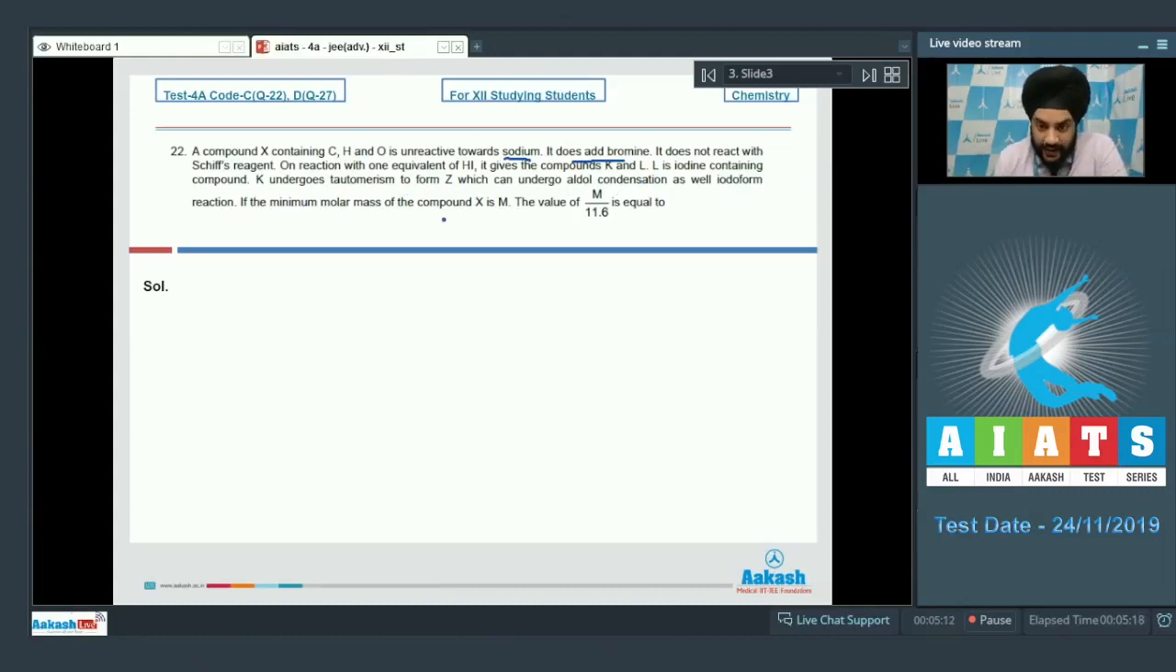If the minimum molar mass of the compound X is M, then the value of M by 11.6 is equal to. Okay. So students, a number of different reactions for the compound X have been given to us. So we just have to tabulate them and then figure out the whole reaction sequence.